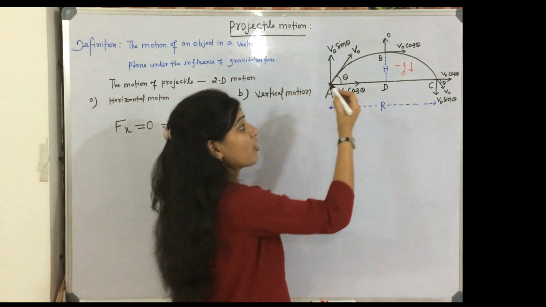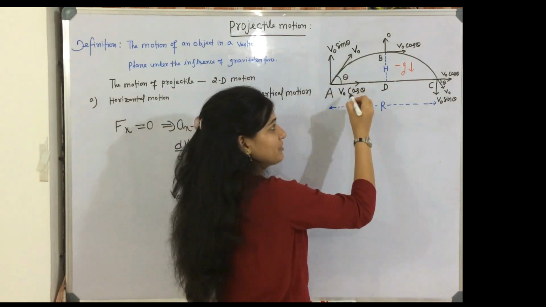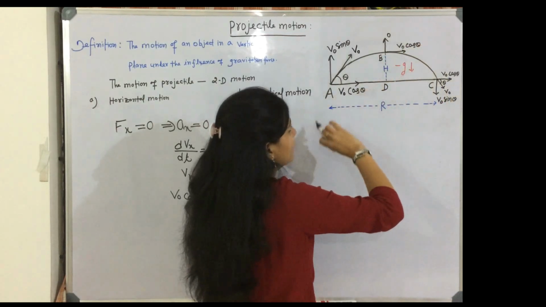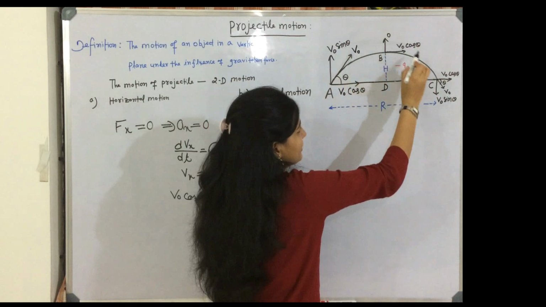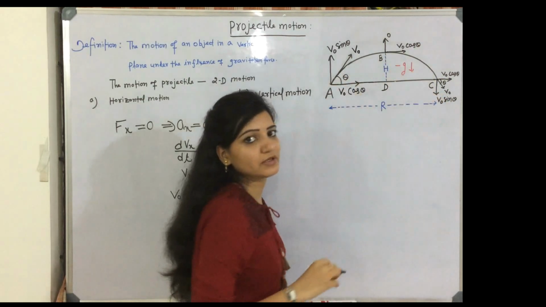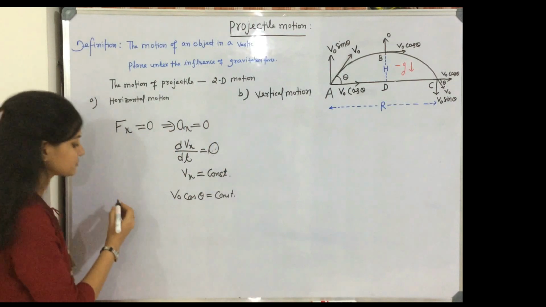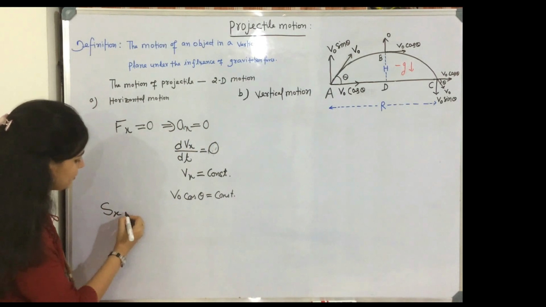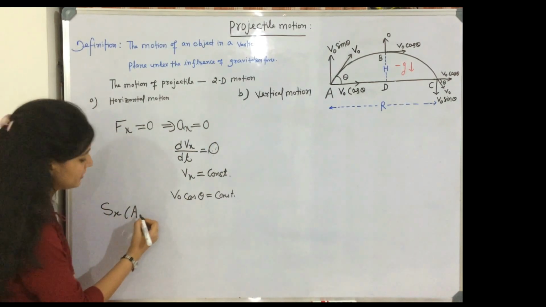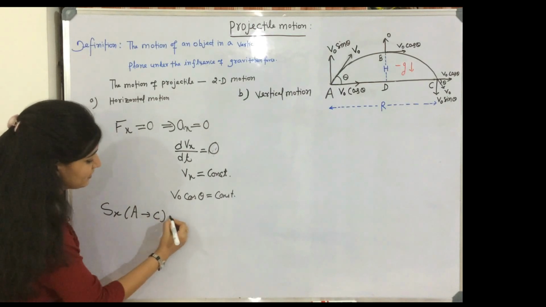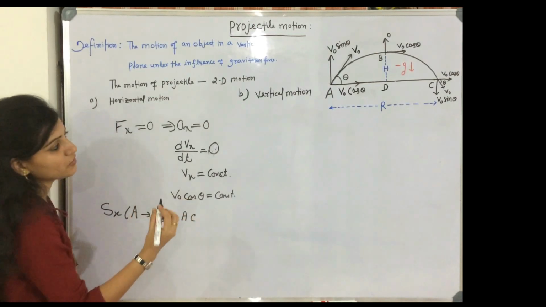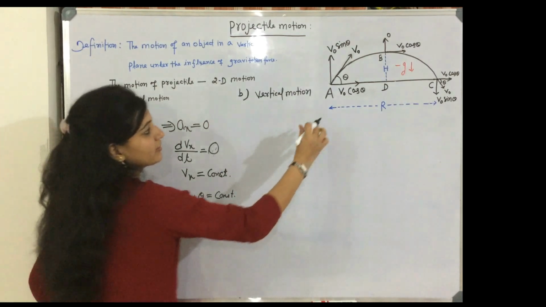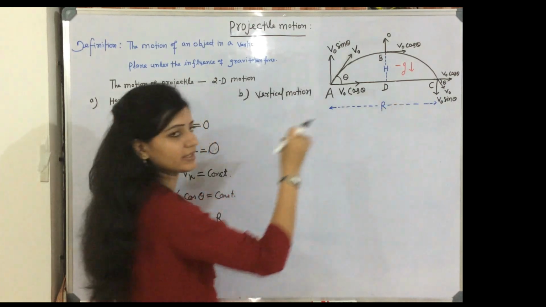Now, the horizontal component of velocity at point A will be V0 cos theta, at B it will be V0 cos theta, at C it will be V0 cos theta, and it will be constant, V0 cos theta, over the trajectory. The total displacement in the x direction from initial point A to final point C is AC, which is known as the range of the projectile and is denoted by capital R.